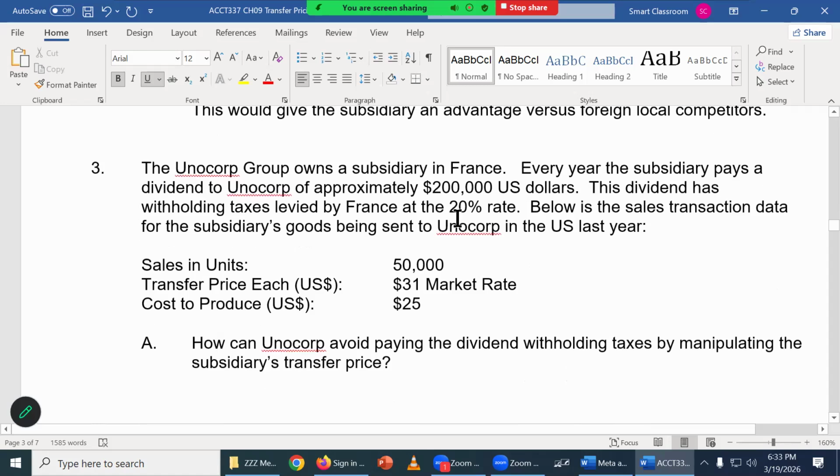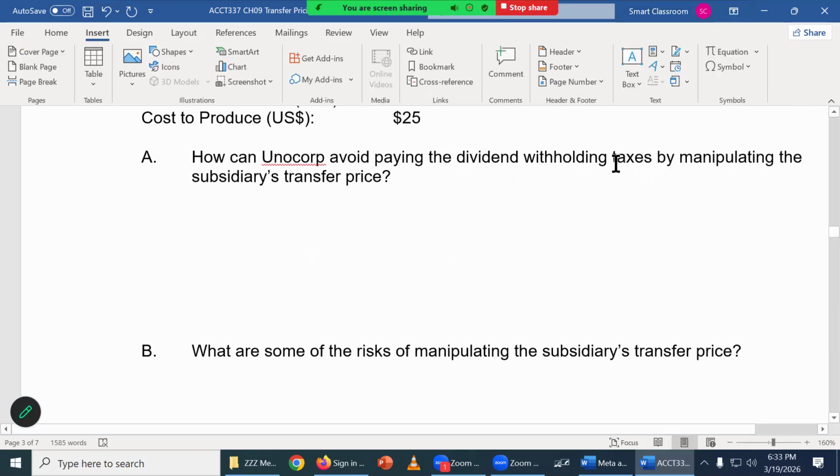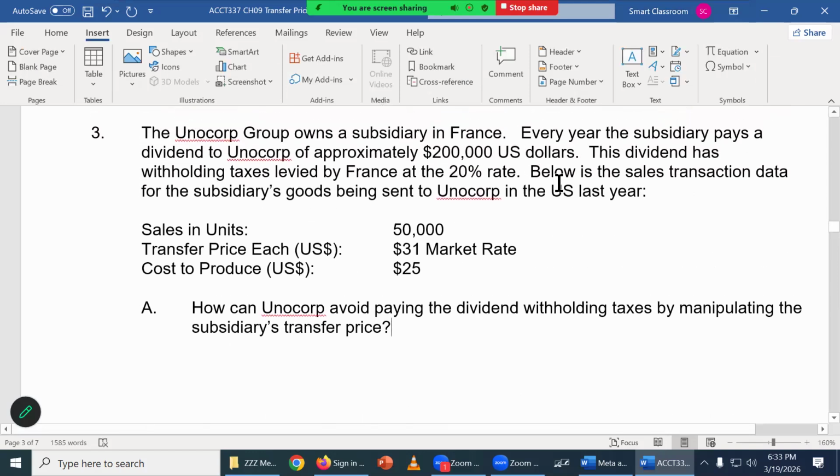Okay, let's go down here to number 3. Unicorp owns a subsidiary in France. Every year, the subsidiary pays a dividend to Unicorp of approximately 200,000 US dollars. The dividends have a withholding tax in France at a 20% rate. Below is the sales data for Unicorp. How can Unicorp avoid paying the dividend withholding taxes when repatriating, by manipulating that subsidiary's transfer price? You're getting paid about 200,000 a year.